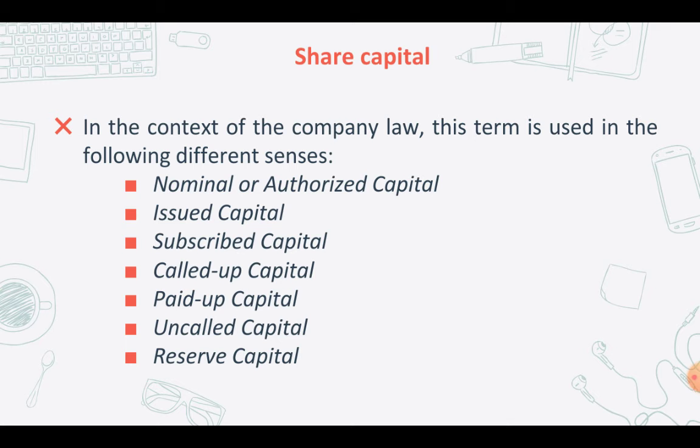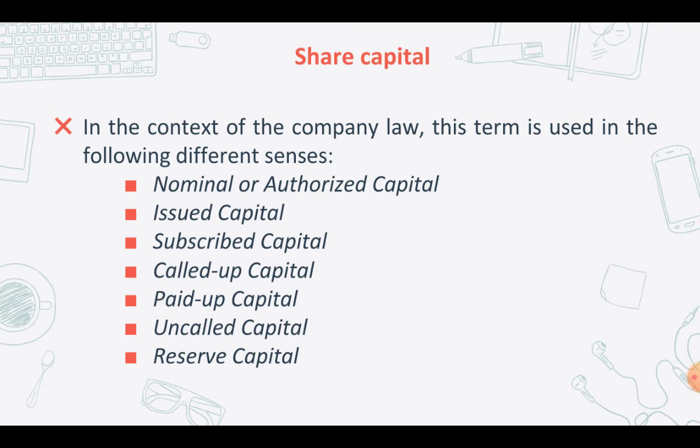Under that, the next type of capital we have is the issued capital. Issued capital is a part of the authorized capital which is issued to the public for subscription and allotment. Issued capital falls under authorized or nominal capital. And then you have subscribed capital, which falls under issued capital. Out of the issued capital, how many people have accepted or subscribed?